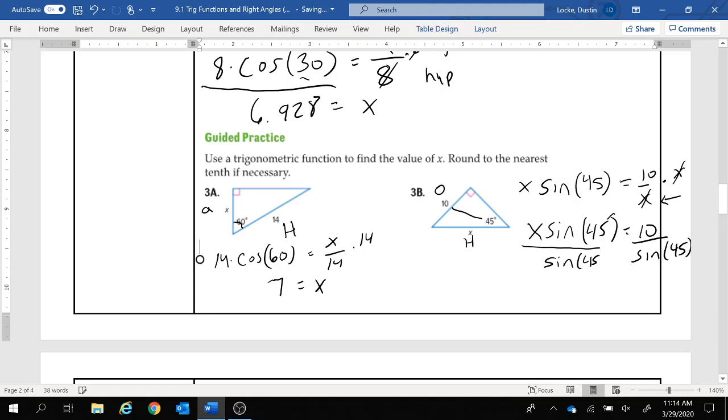All right, so that will cross out. That will cross out. And now we can just type that into our calculator, and that should give us our answer. So we got 10 divided by sine 45, and that will be approximately 14.142.